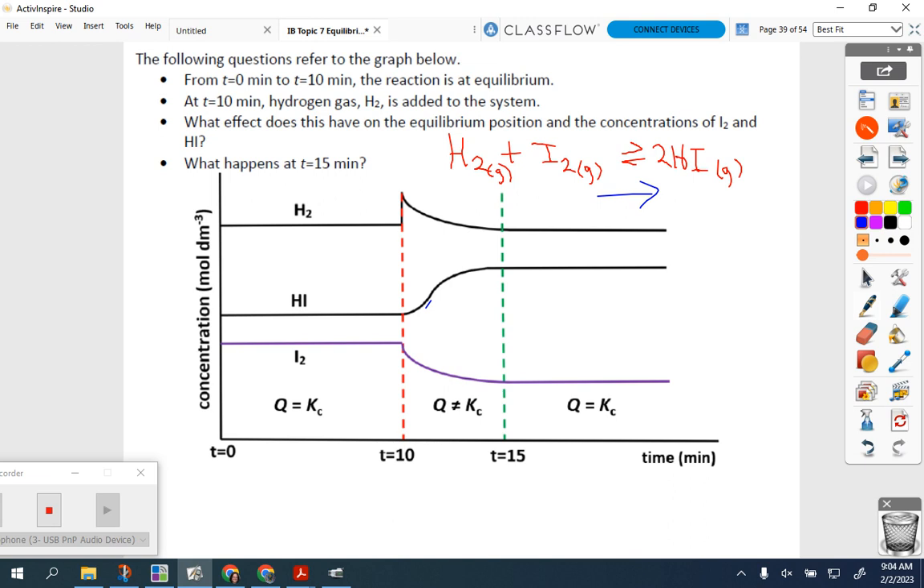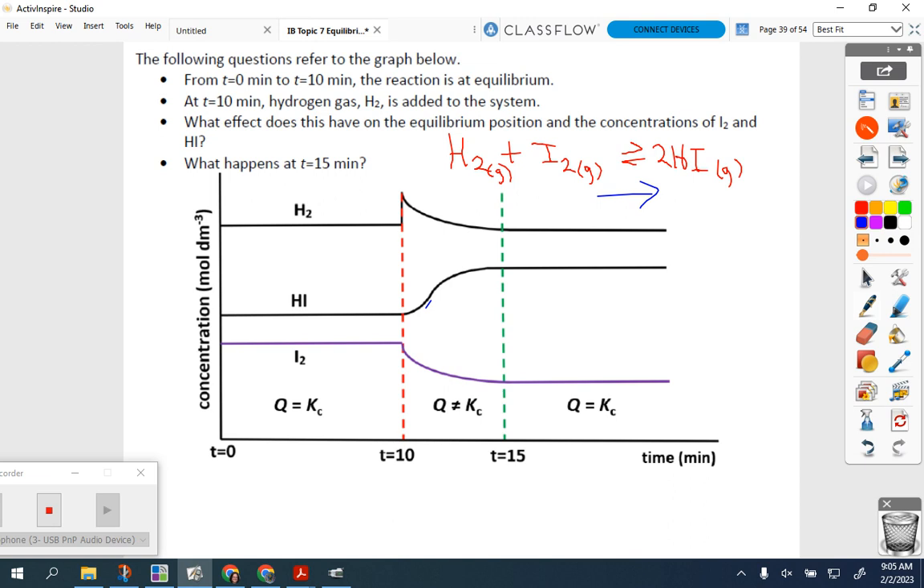Okay. So what happens at 15 minutes? Yeah. Yep, we have a new equilibrium. The concentrations are not the same, okay? But Kc is the same. The overall equilibrium constant is going to be the same. Just the overall ratio is going to be the same, but with slightly different absolute concentrations.